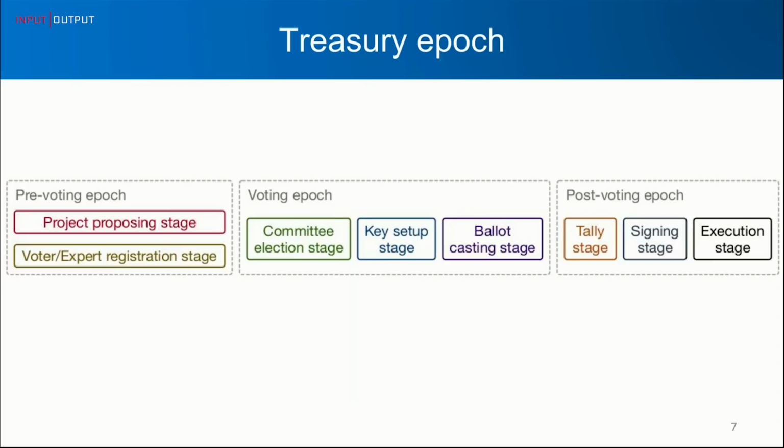The treasury funding itself is an iterative process. Each treasury epoch is expected to be approximately 1 month. This period is divided into separate stages. The main stages are registration, which includes voters', experts', and committee members' registration; the voting stage, where voters and experts issue their ballots; and the tally stage, where the result is obtained and payments are processed. Of course, these main stages include a lot of sub-stages needed for maintaining the complex cryptographic protocols.